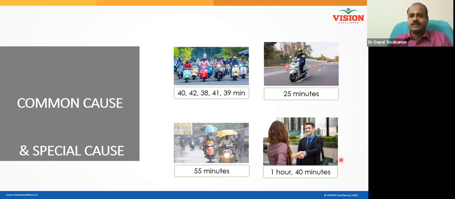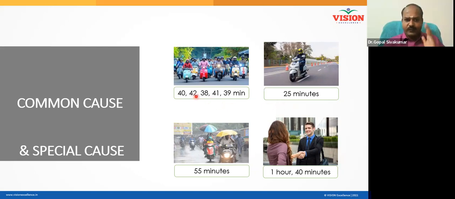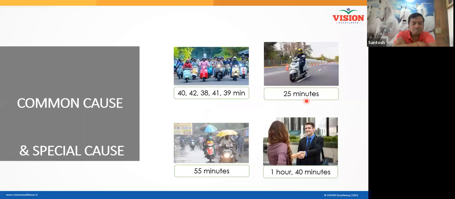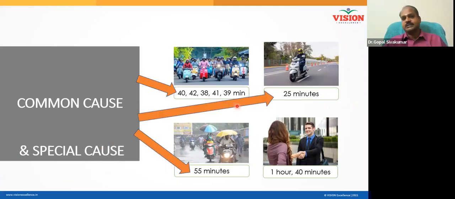So all of you now understand the difference between common cause and special cause. Clear? If the point what you see is away from the center line, which is average, 40 minutes in this example, it is special cause. If it is close, then it is common cause, right? So this is common cause, this is special cause, this is very special.